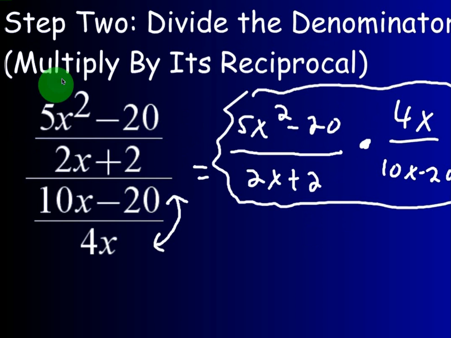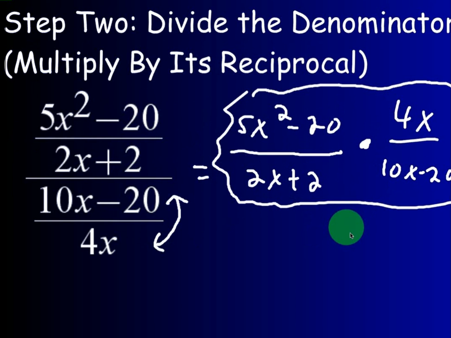So step 2 is divide the denominator. In other words, keep, change, flip. So we're going to keep the top the way it is, change division to multiplication, flip the bottom. So the 4x goes on top, the 10x minus 20 goes on bottom. Okay, pretty easy. So the question is, how do we simplify this? Doesn't look like anything cancels.